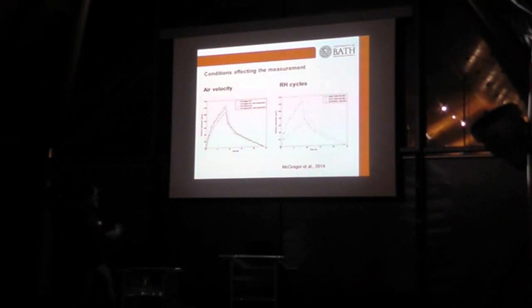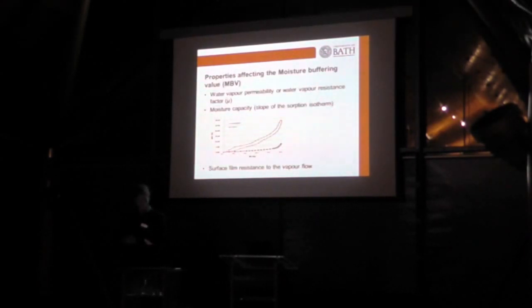So once we knew exactly what we were measuring and how we can get reliable results, we started doing a series of samples with different material properties. We could analyze the data. But this is just the different properties affecting the moisture buffering.